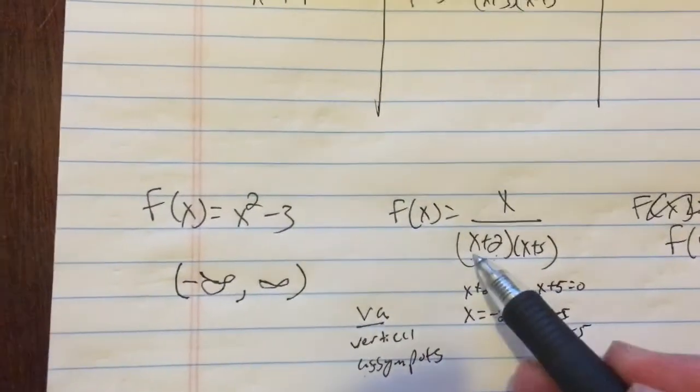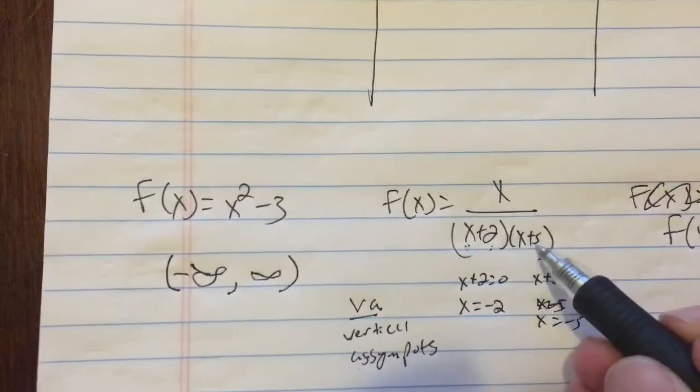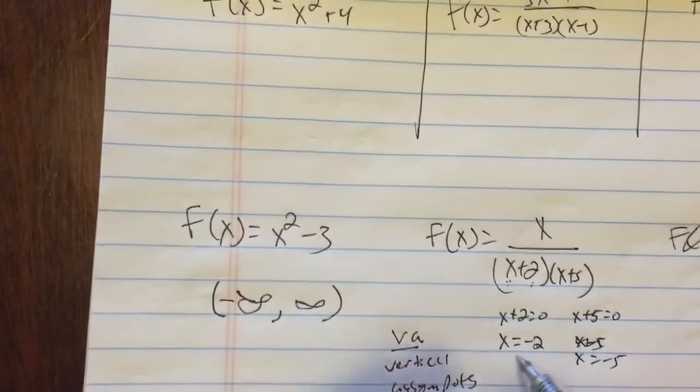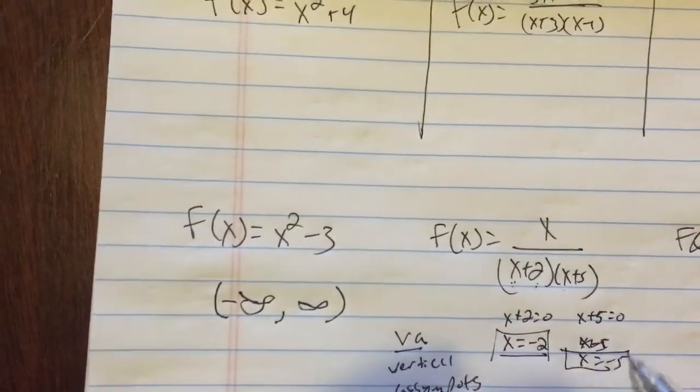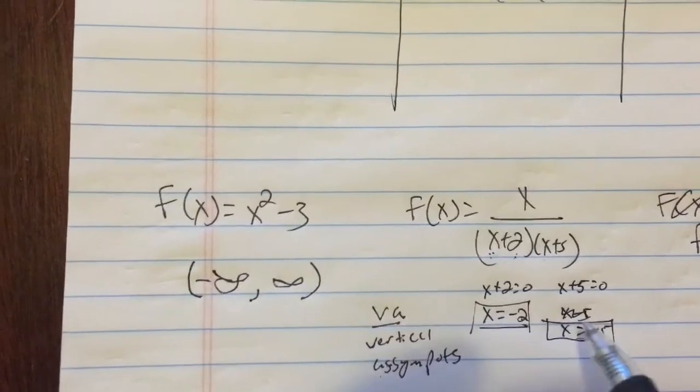And we know that if we put in here, -2 plus 2 is 0, boom, the world explodes. Same thing here, -5 plus 5 is 0, boom, the world explodes. So we know that these are not part of our graph. They're those vertical asymptotes, which is not part of the function.